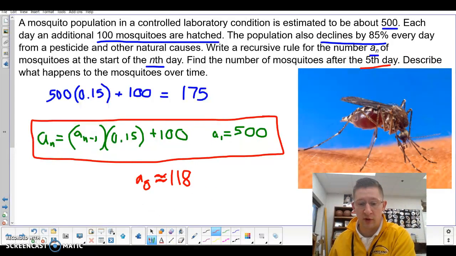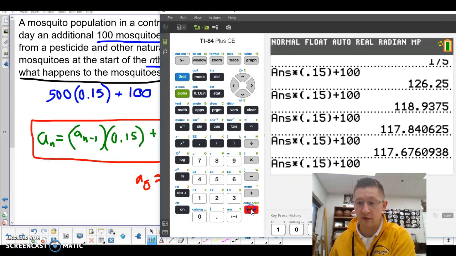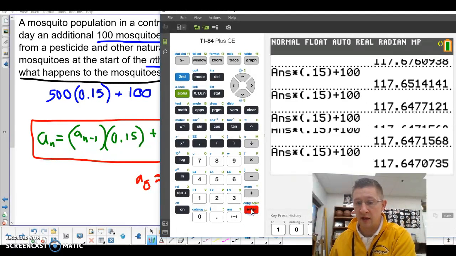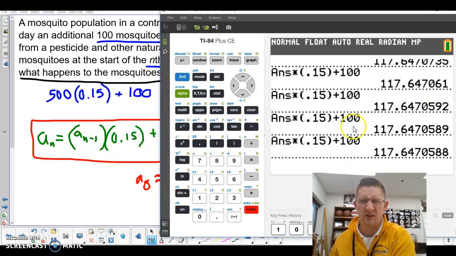Now, describe what happens to the mosquitoes over time. Well, in this particular situation, if we were to run this formula over and over and over again, which our calculator can do very well, if I hit enter, 117.67. And again, and again, and again. Eventually, I'm getting to the same number. I'm right around this 117.647. At some point, it sort of levels off, and this is our consistent number of mosquitoes that we have on a given day. So I'd say over time, we're going to have about 117, 118 mosquitoes left according to these situations. So that's part 2 of recursive rules. There's going to be one more thing on iteration.